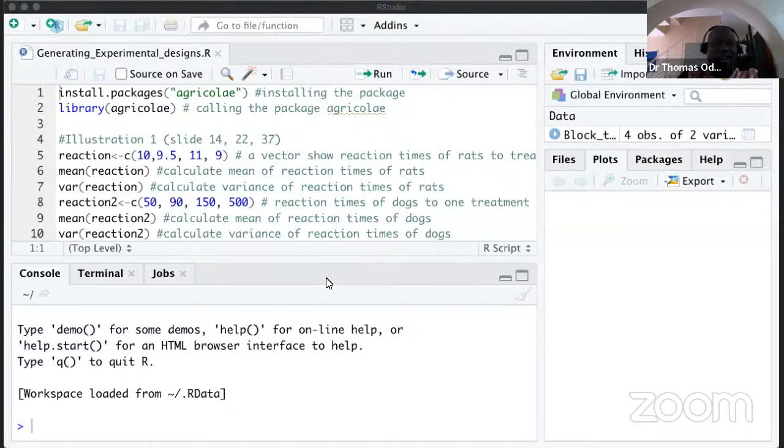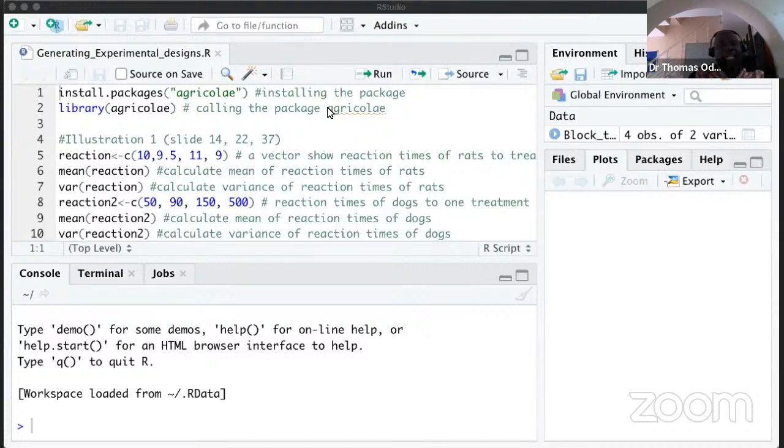Okay, so I think we are going to start. I'm going to probably take about 30 minutes to an hour to run these scripts, and then I'm going to hand you over to my colleague, Dr. Ellen, to pick up from there.